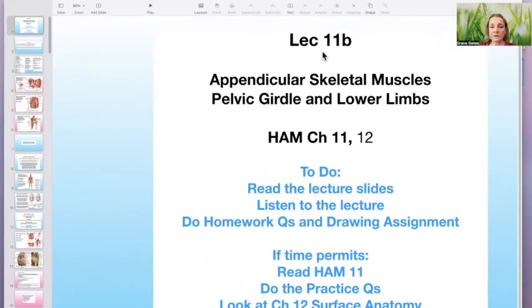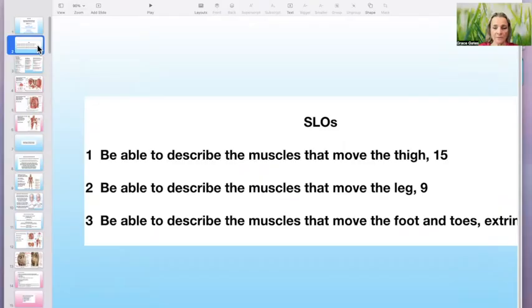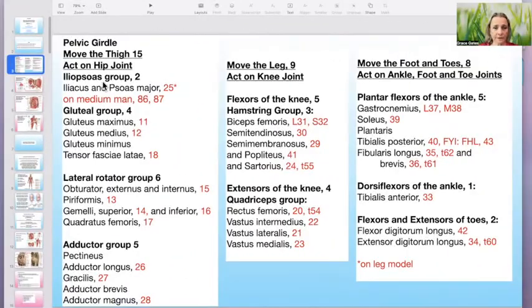Hello, this is the lecture on the appendicular skeleton, pelvic girdle, and lower limbs. So this is the lecture on the appendicular skeletal muscles, the pelvic girdle, and the lower limb. Here are the learning objectives, and here is the list of muscles to memorize.